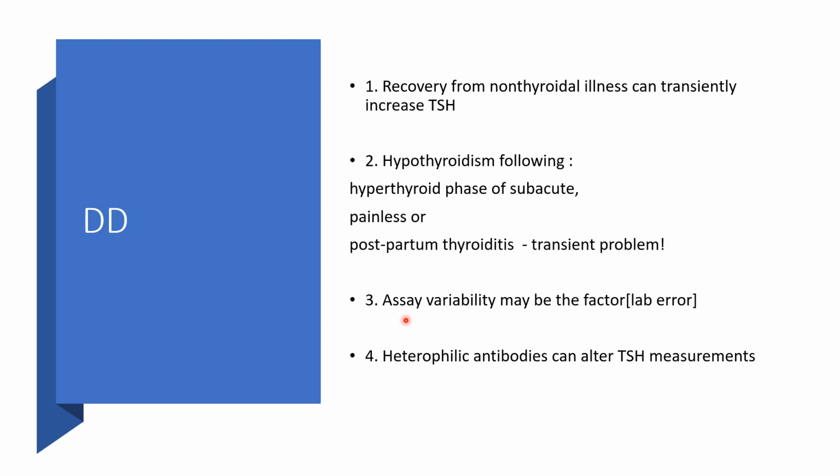Then it might be a problem that is not the patient's problem, but the problem of the lab people. They are good people, but they are human beings. It might be assay variability that may be the factor, like lab error. And heterophilic antibodies can alter thyroid stimulating hormone measurement. So we should put all this in mind while interpreting those values.